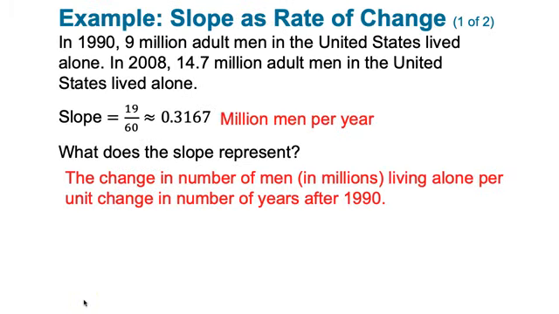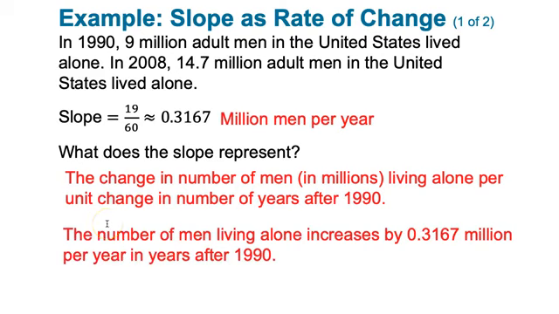For our example, the dependent variable is the number of men in millions living alone, and the independent variable is the number of years after 1990. So we can say something like the change in number of men in millions living alone per unit change in number of years after 1990. We could reword this a little bit simpler. Something like the number of men living alone increases by 0.3167 million per year in the years after 1990.